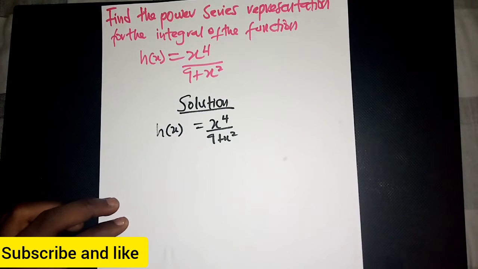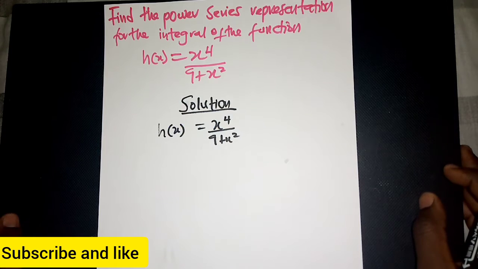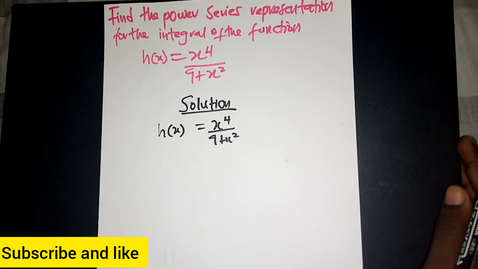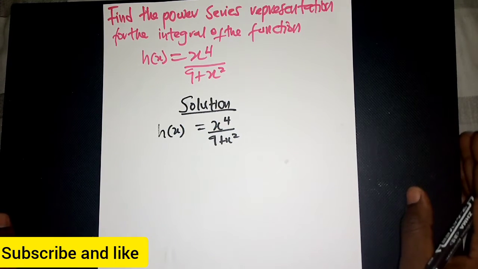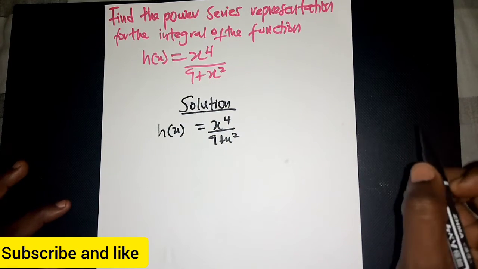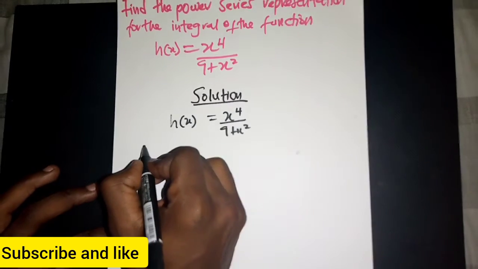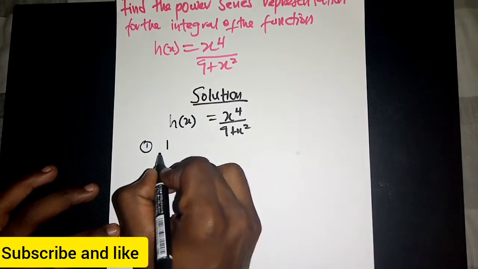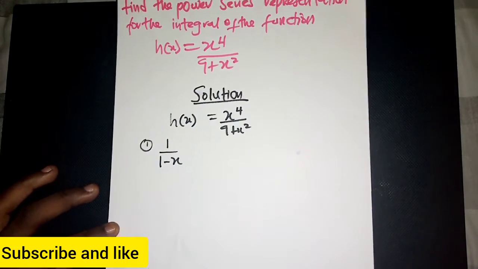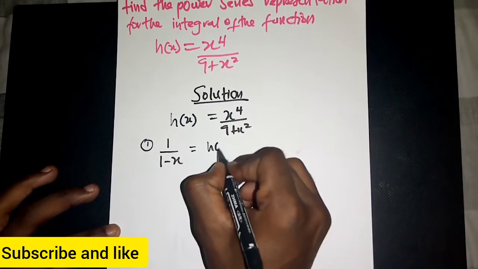Now, I've done a lot of videos on how to represent functions in power series. So if you haven't checked on that, just look at the screen above, or wait till the end of the video, it will be on the screen, then you can watch that. In representing functions in the form of power series, I've grouped it under 3 steps. The first step is that you must write your function in the form 1 over 1 minus x.